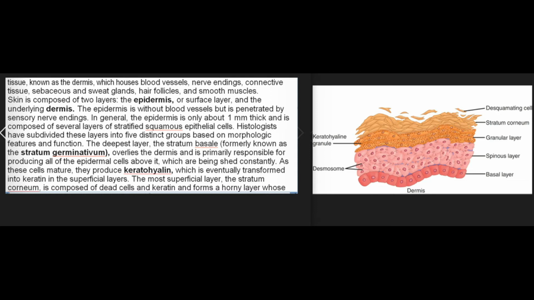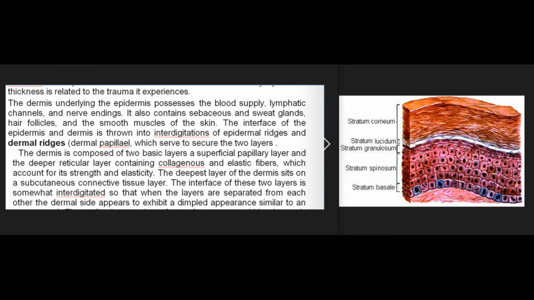The deepest layer, the stratum basale, formerly known as the stratum germinativum, overlays the dermis and is primarily responsible for producing all of the epidermal cells above it, which are being shed constantly. As these cells mature, they produce keratohyalin, which is eventually transformed into keratin in the superficial layers. The most superficial layer, the stratum corneum, is composed of dead cells and keratin and forms a horny layer whose thickness is related to the trauma it experiences.